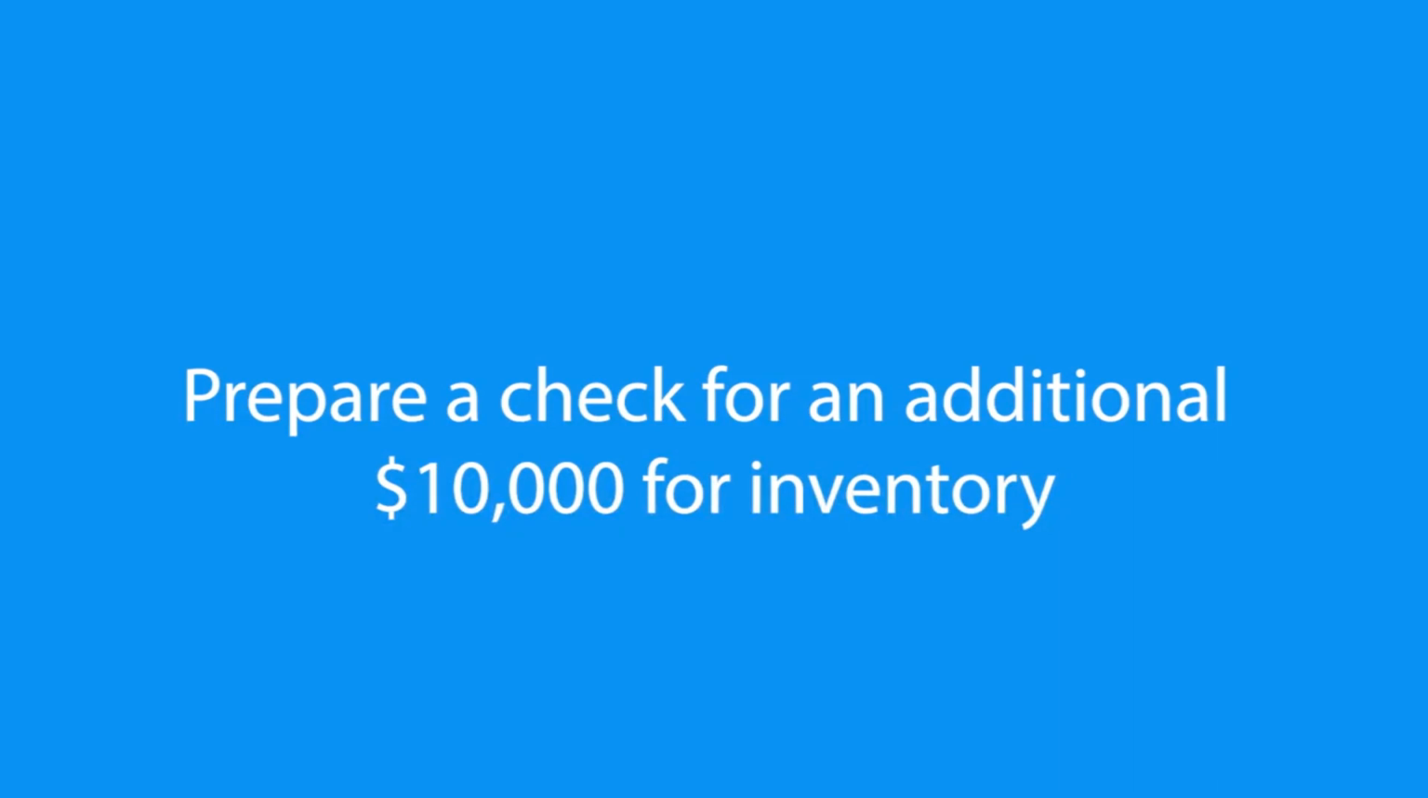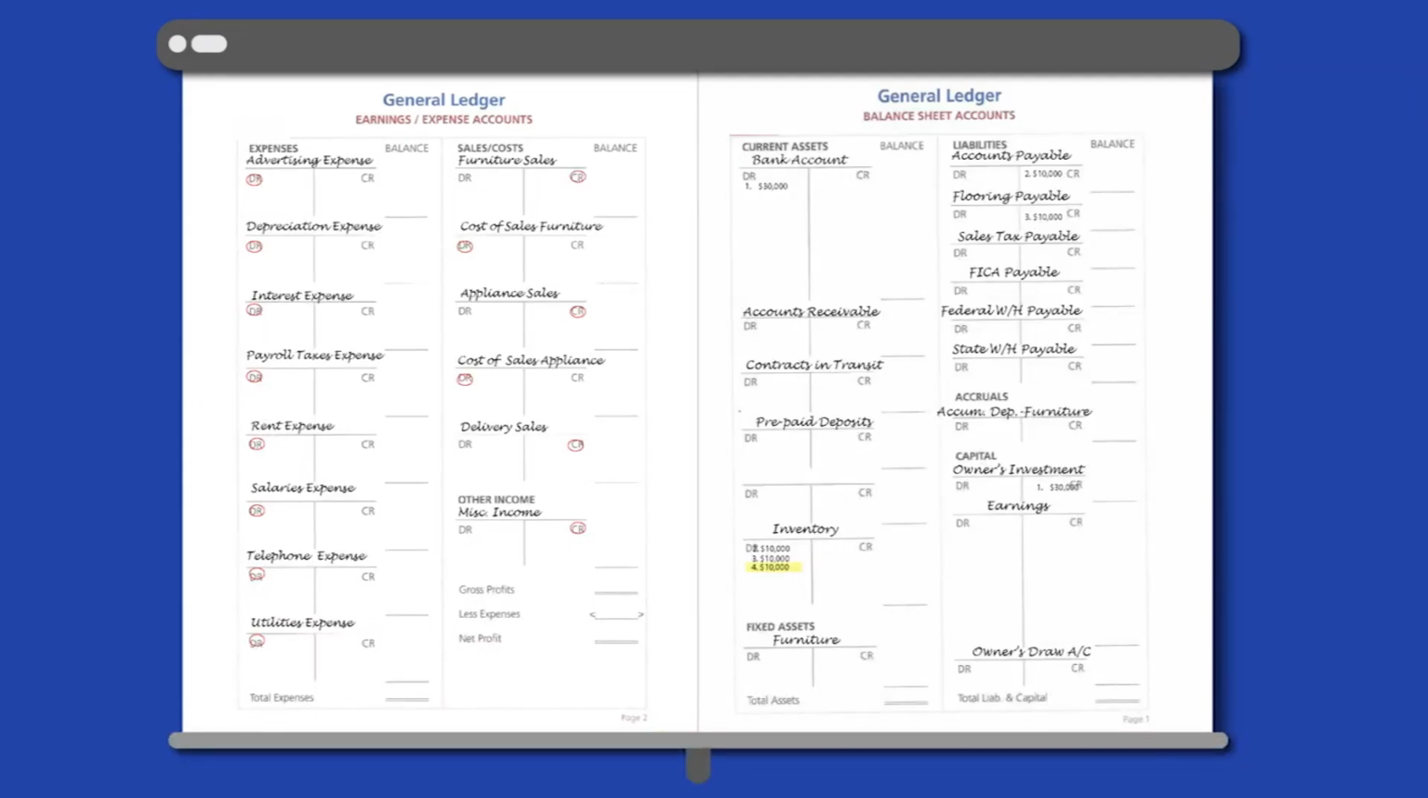Number 4, we wrote a check for an additional $10,000 in inventory. Now this we did pay for. The other 2 we haven't paid yet, but this one we paid for. We wrote a check for $10,000 to buy more inventory. Okay, Rhonda, what'd you do? Very good. Debit inventory, $10,000. Credit the bank, $10,000. Okay?